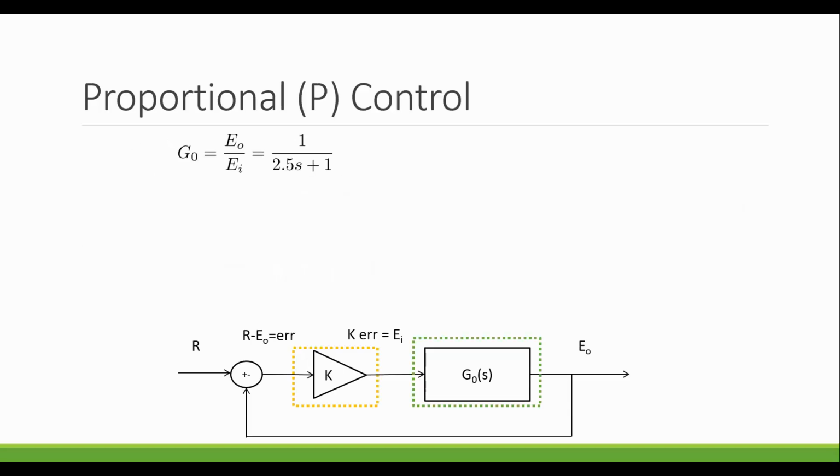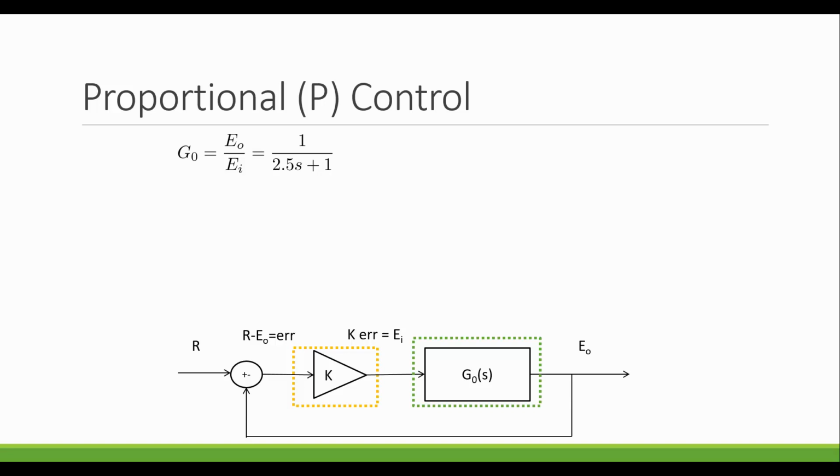So that's our G naught, or our plant. That is the part outlined in green on this feedback controller. Again, we're not going to change anything about that original circuit. We're not changing the resistor or the capacitor in any way. We are just going to be changing what the input is into this circuit. So what we get to choose in our design is outlined in yellow here: just what gain do we want on that controller.